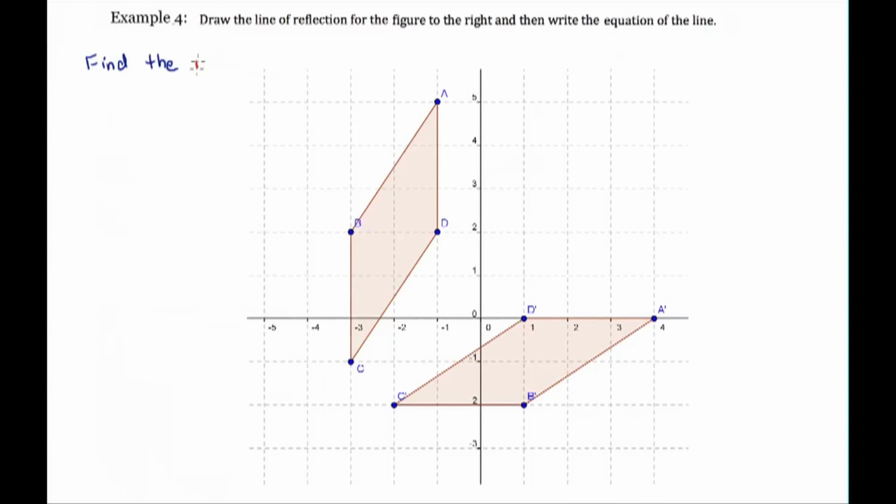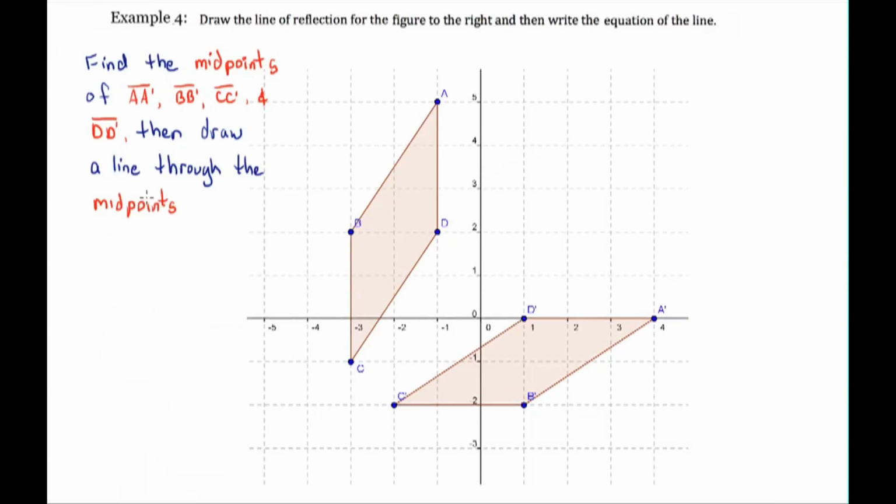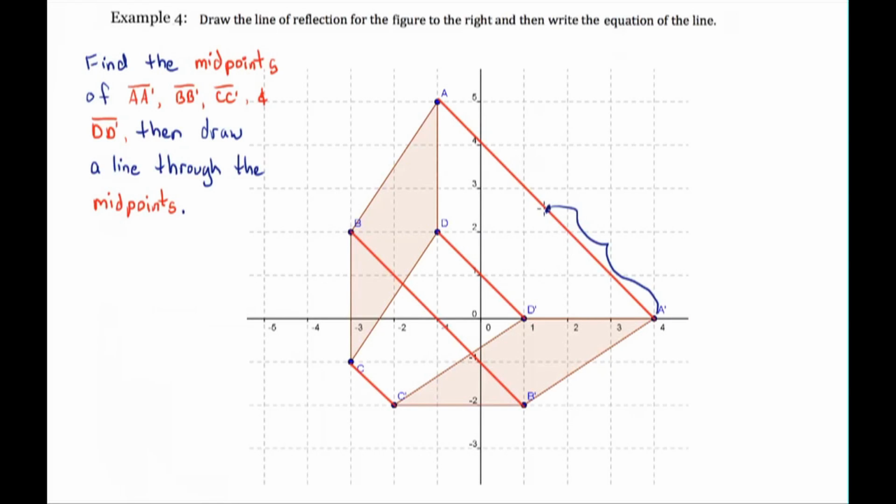Example 4, draw the line of reflection for the figure to the right and write the equation of the line. So I'm going to find the midpoints of A prime, B prime, C prime, and D prime. So I can make segments that connect all of these points, and then I'm going to find the midpoint of these segments and then draw a line through it, and that would be my line of reflection, which would be a perpendicular bisector of these segments.